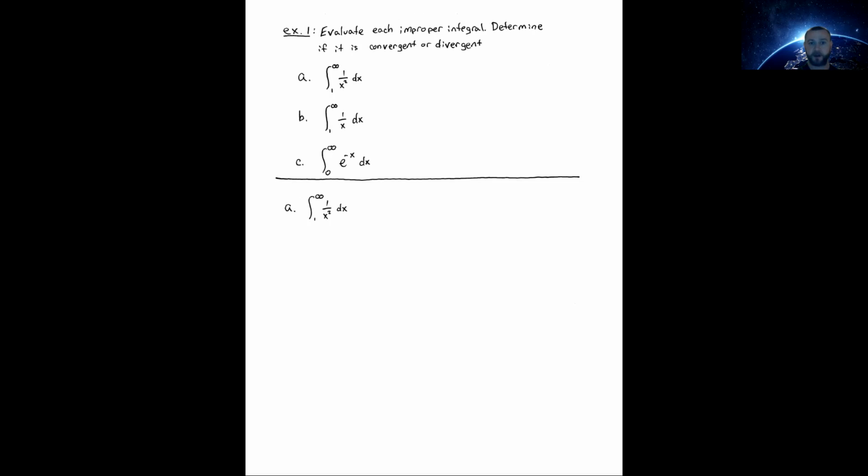So for part A, the first way we're going to approach this is we take the improper integral from 1 to infinity, and we replace the infinity with some variable t, and then take a limit as t goes to infinity.